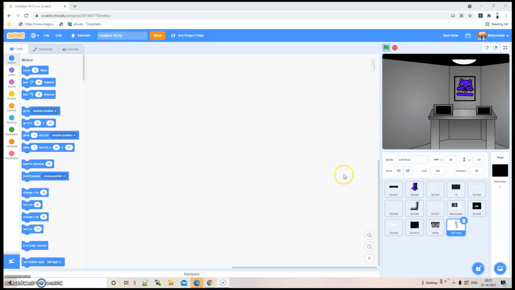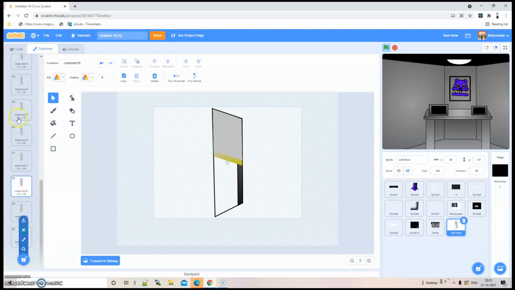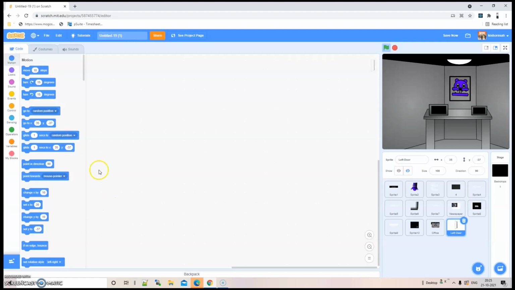This is part 9 of my FNAF game. I have the sprite left door. This is our left door sprite. And I have the costume of how to close the door. I have these costumes. And let's code in our left door.